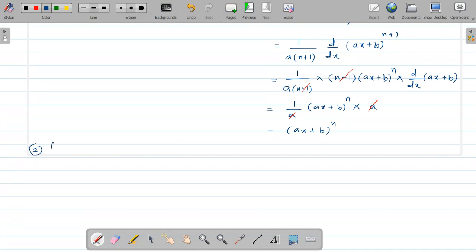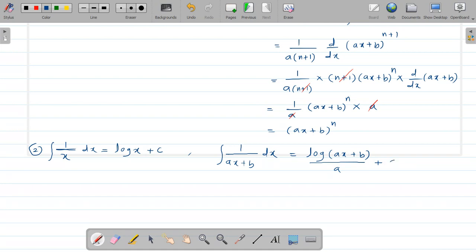we know that the integration of 1 upon x with respect to x is log x plus constant. Now suppose in place of x, if I ask to find out the integration of 1 upon ax plus b with respect to x, then what will you get? See, integration of 1 upon x is log x. Now in place of x, if there is ax plus b, then you will get the integration as log of ax plus b upon a. Upon a means we have to divide by the derivative of ax plus b.